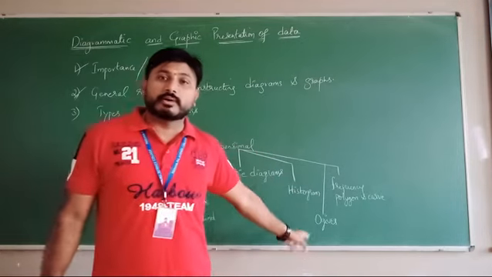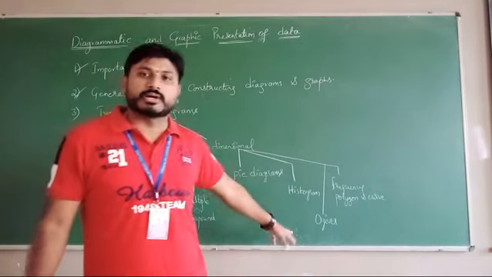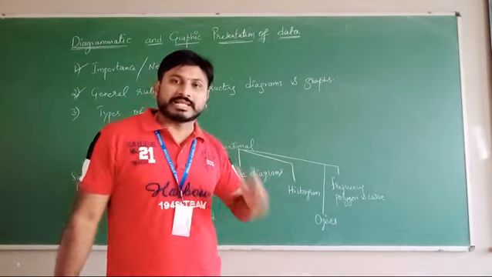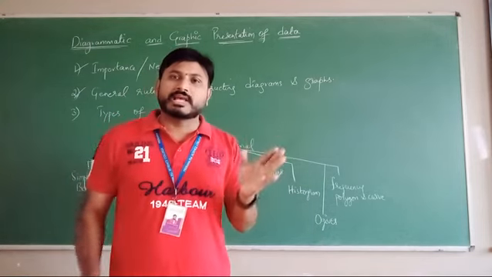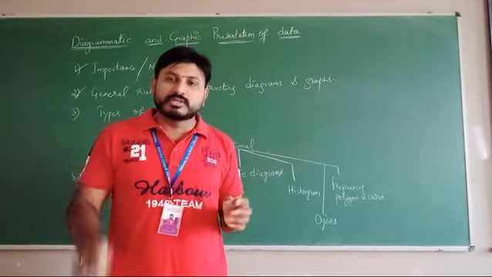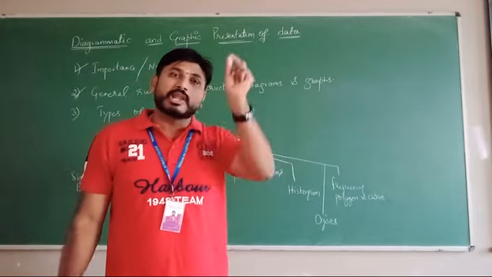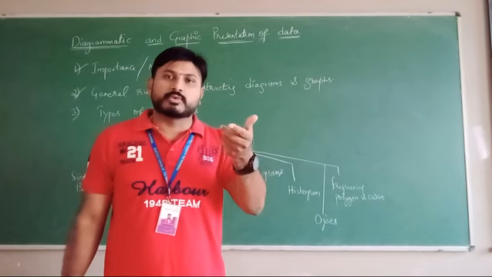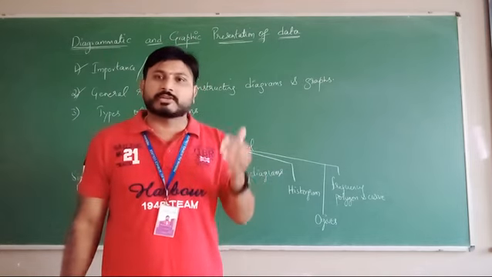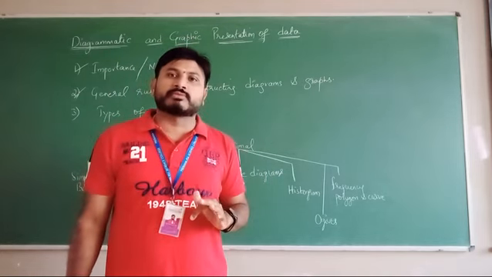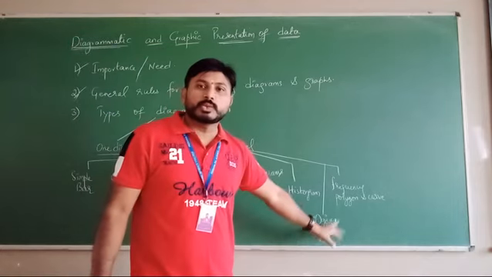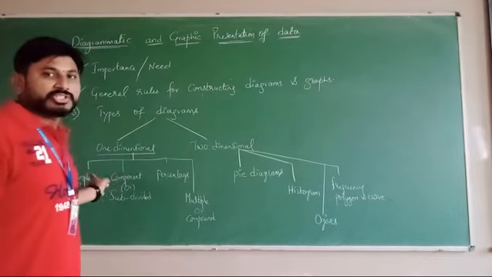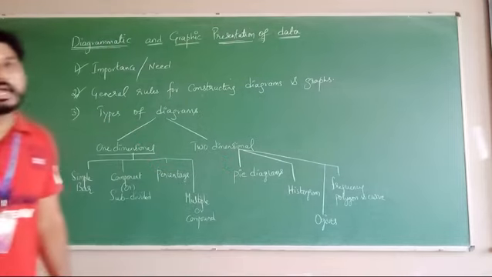Histogram, frequency polygon, frequency curve, as well as ogives. Ogives are nothing but cumulative frequency curves, right? Cumulative frequency curves, less than ogive and more than ogive. For the less than ogive you have to take upper limits and less than cumulative frequencies. For the more than ogive you have to take lower limits and more than cumulative frequencies. You know, for less than cumulative, you go on adding up. For more than frequencies, from the total you go on subtracting. So these are the two methods, one-dimensional and two-dimensional diagrams.